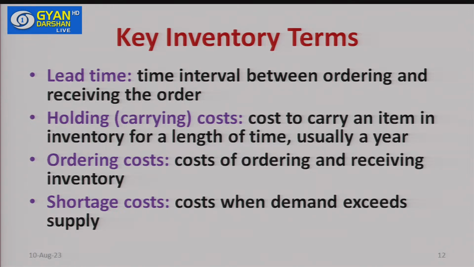It includes insurance, and it involves the rent of the warehouse. Ordering cost is the cost which is incurred for ordering. Simply, the shortage cost is the cost when your demand exceeds the supply and you are short of that particular item.